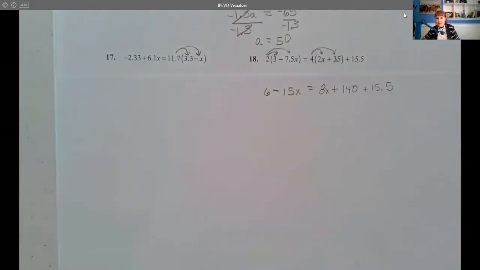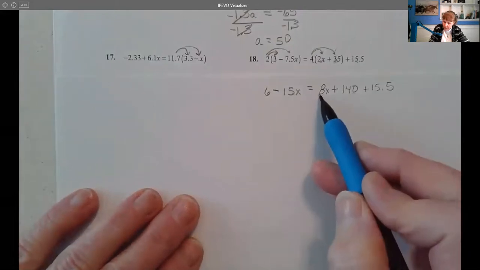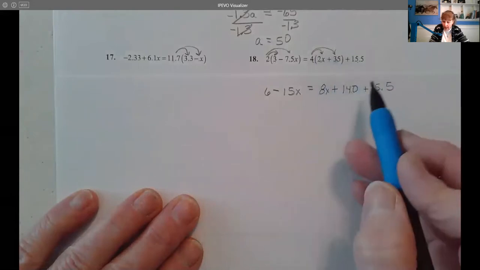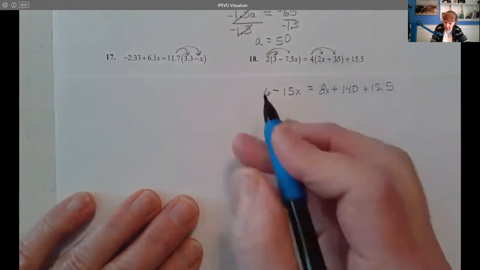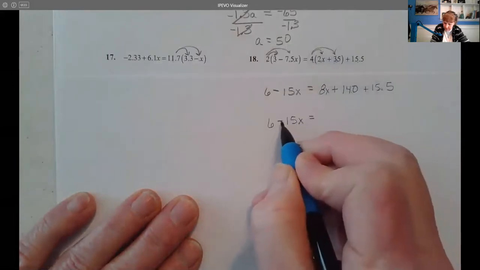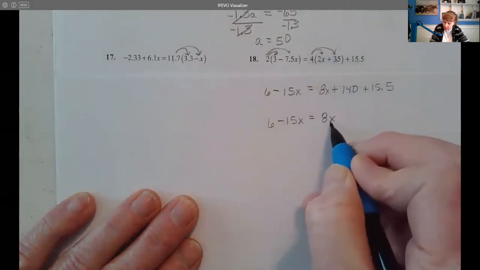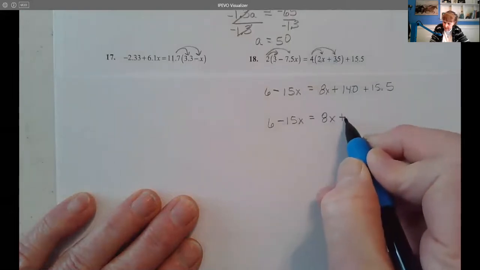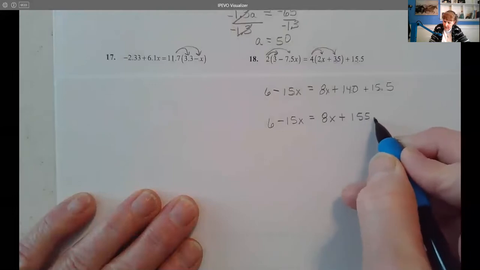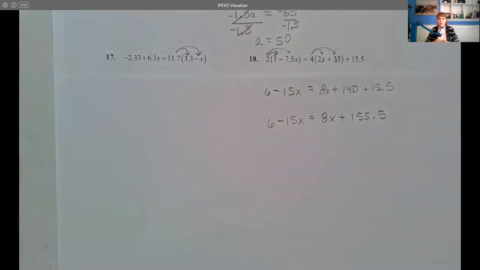So we're not done simplifying that side. Need to move this up a little bit. All right, so over here, these two are like terms. So I did the distributive property. Now I need to add these two together before I start to move stuff. 8x, when we add those, we'll get plus 155.5 when I add those two together, 140 and 15.5.